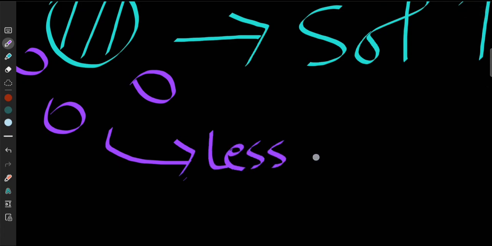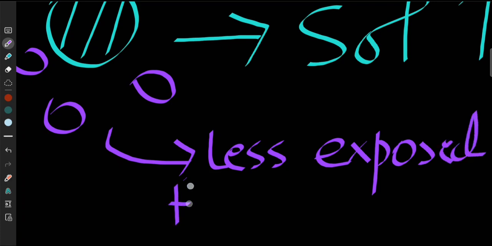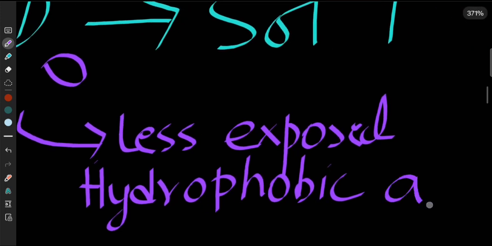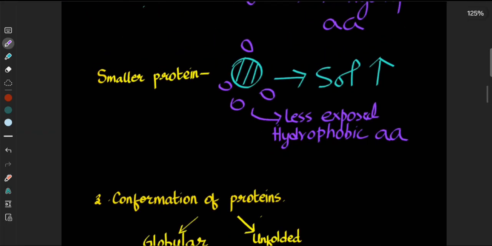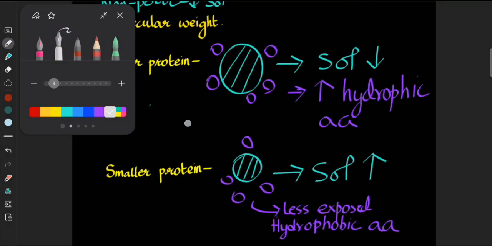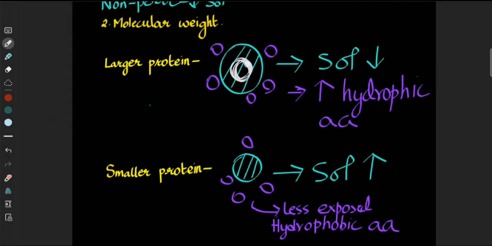a less exposed hydrophobic amino acid. Now whenever we talk about protein, sometimes the hydrophobic area is inside the protein. That means whenever protein is folding, the hydrophobic part will get inside of the protein, and then the polar part or the hydrophilic part will get outside of this surface.